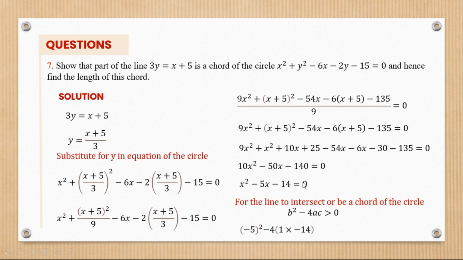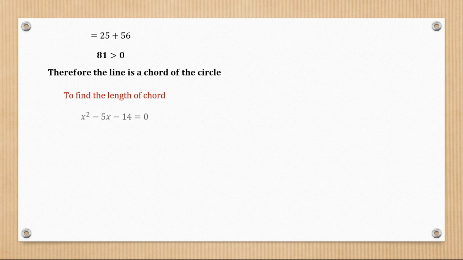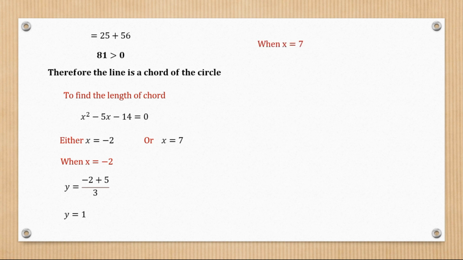And then for each point of x, we shall find the value of y. Alright, so to find the length of the chord, we'll solve this quadratic, and we'll have x as either equal to -2 or x equal to 7. So now when x is -2, y shall be equal to 1. And then when x is 7, y shall be equal to 4.